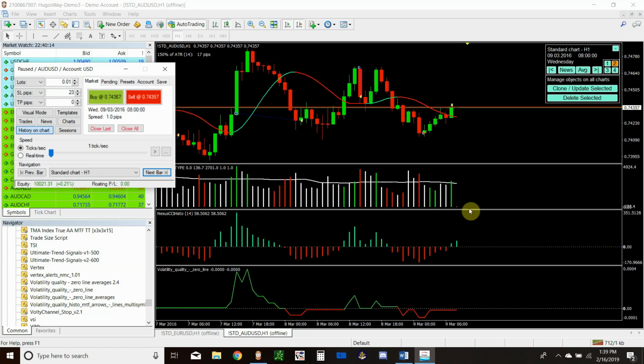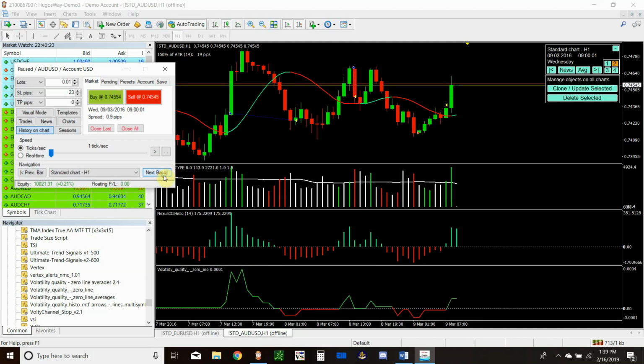Okay, so we don't quite have a buy signal here. We're still red on the VQI. So let's see what's happening here. Okay, so we have a buy signal here. So let's go ahead and buy. Buy.